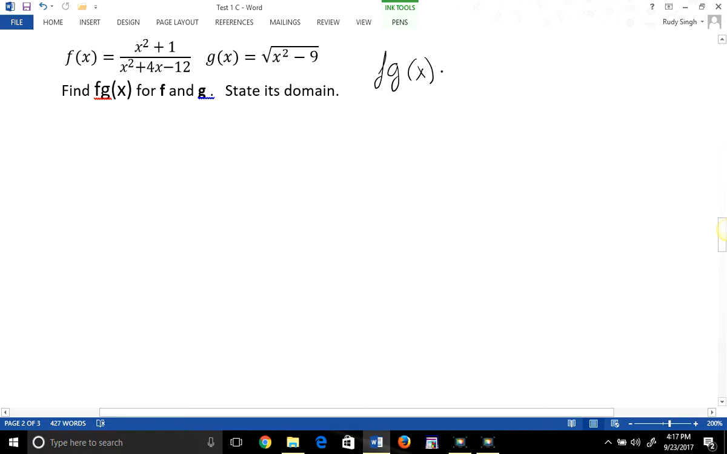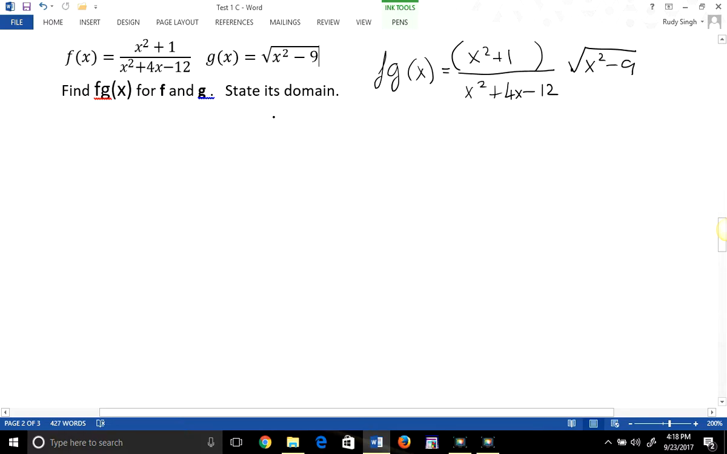Fg of x is equal to just f times g. So I'm going to write f here, which is x squared plus 1 over x squared plus 4x minus 12, and then g is just the square root of x squared minus 9. There really isn't anything else you can do with this. You might put a parenthesis here, but you don't have to multiply it out. There's nothing else we can do with this function, but that is fg of x.